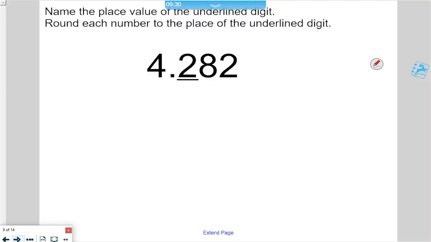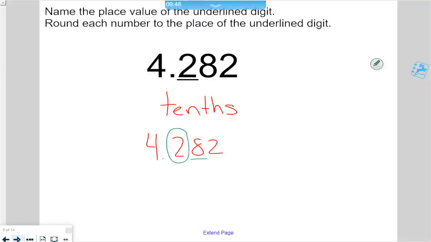Now I have 4 and 282 thousandths. My first 2 is underlined, and I know that is the tenths place. So if I rewrite my number, 4 and 282 thousandths, here's my tenths place, and I underline. So 0 to 4, circle stays the same. 5 through 9, add 1 is the game, and I get 4.3. And then we're going to flex our muscles like a hero and change all the numbers to the right to 0. So we get 4 and 3 tenths.